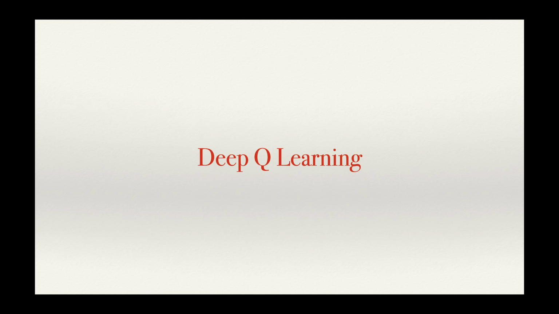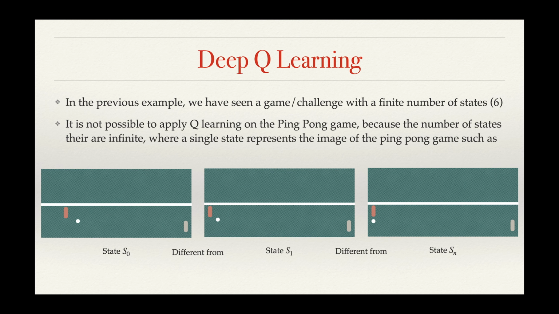Now, why do we need deep Q learning? What we have seen now is a problem or a game with finite states, which means we had 6 states, representing basically 5 rooms plus outside. When it comes to an infinite number of states, then we cannot use matrices, right? Because it would be a very large matrix and we cannot do that anyway.